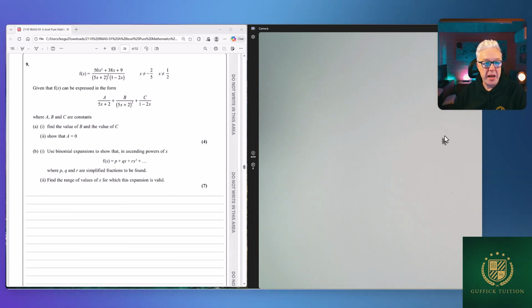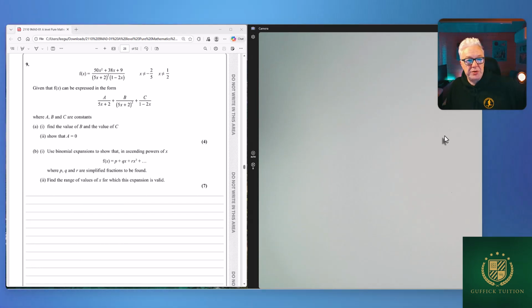Hello everyone, we've got a binomial expansion question here. It says f of x is equal to 50x squared add 38x add 9 over (5x add 2) all squared times by (1 minus 2x). Show that it can be written in that format.